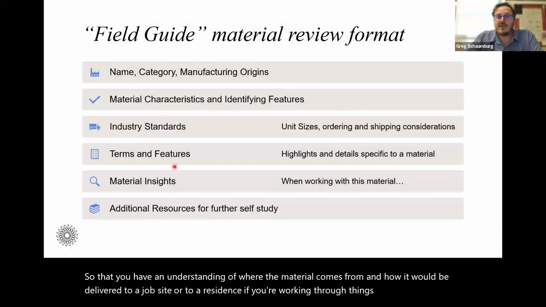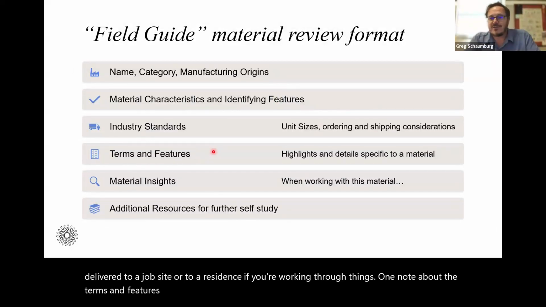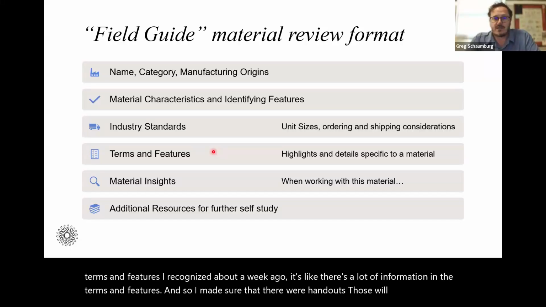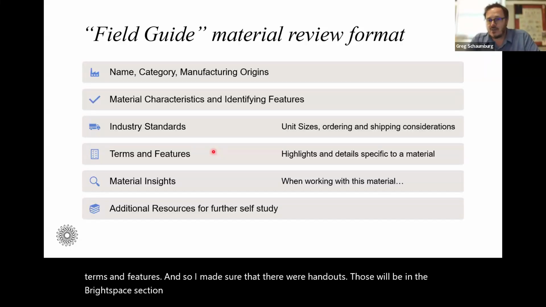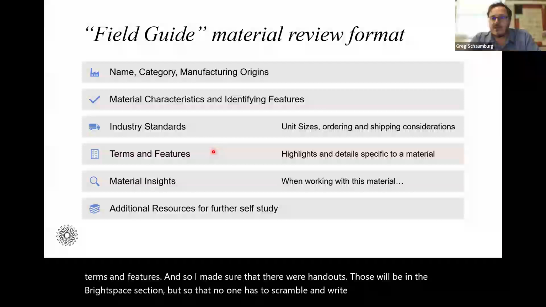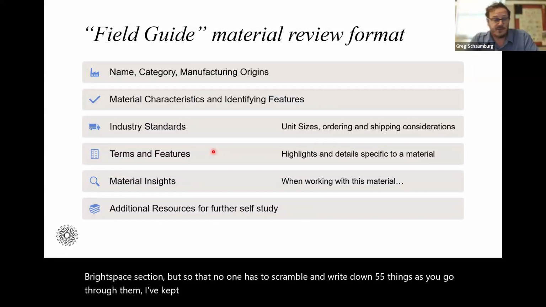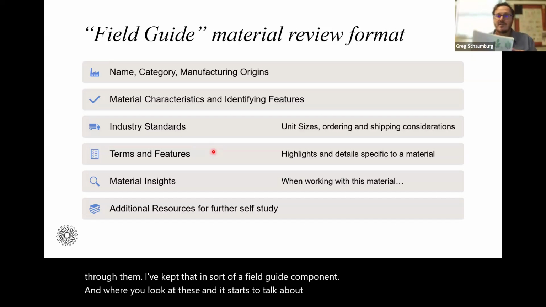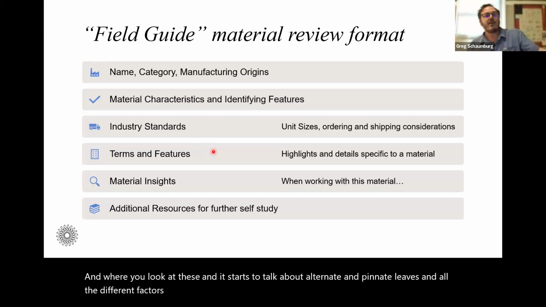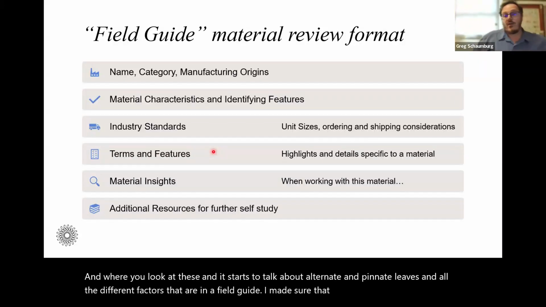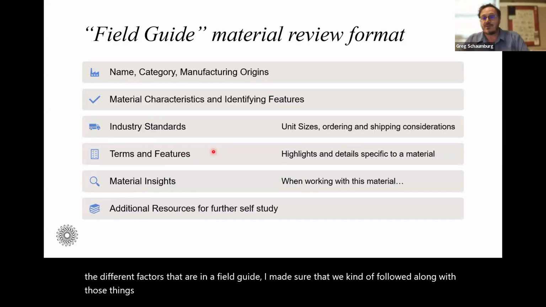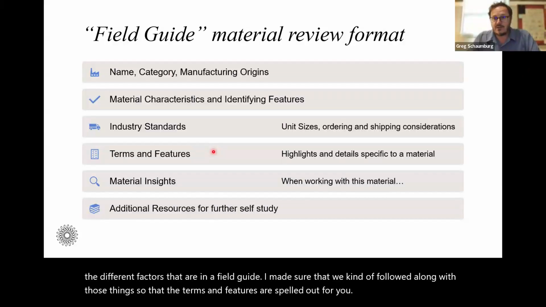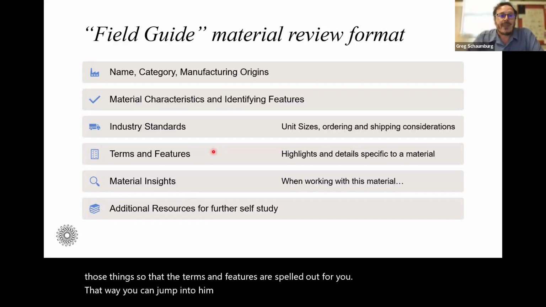One note about the terms and features: I recognized about a week ago that there's a lot of information in them, so I made sure there were handouts. Those will be in the Brightspace section, so that no one has to scramble and write down 55 things as you go through them. I've kept that in a field guide component, where it starts to talk about alternate and pinnate leaves and all the different factors in a field guide. I made sure we followed along with those things so the terms and features are spelled out for you, and you can jump in and have them as you go.